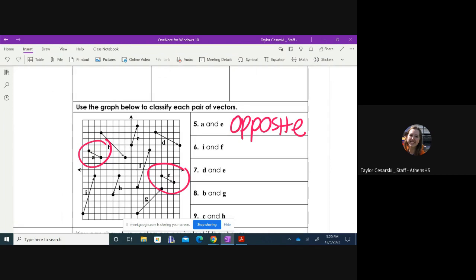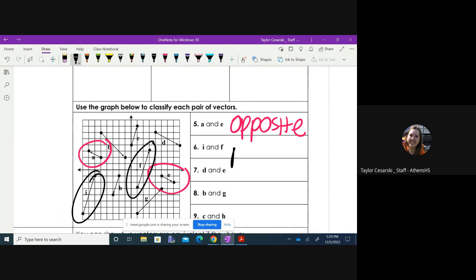Okay. I and F. So if we look at I and F, those are going to be parallel because they're the same magnitude and the same direction. Actually, that one should actually be equivalent because they have the same magnitude and the same direction. Sorry about that.